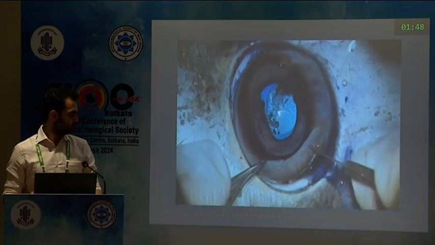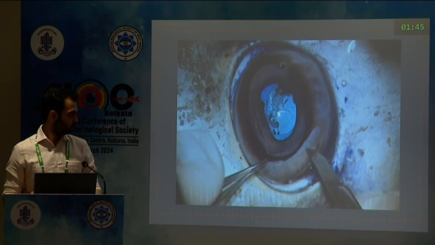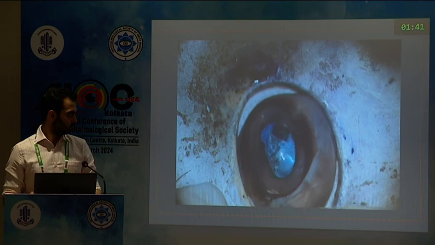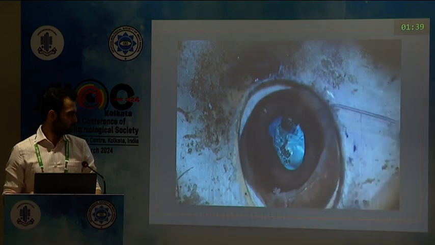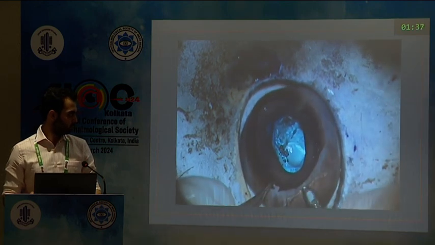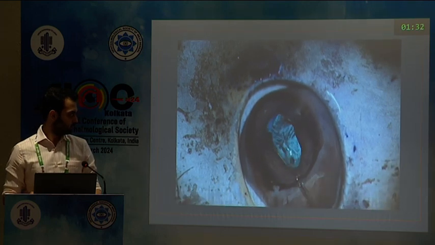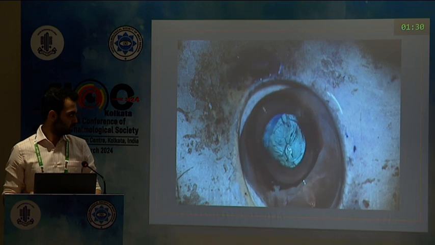As you'll see, I'm going ahead with the temporal approach because the pupillary diameter in the superior approach does not allow for a human-sized iris claw lens to be practiced in a goat's eye. So it's necessary to go ahead with the temporal approach. The tunnel has been created. Going to enter with the keratome, and the entry has been done. Going to hydroprolapse the nucleus into the anterior chamber and deliver it with viscoelastic.